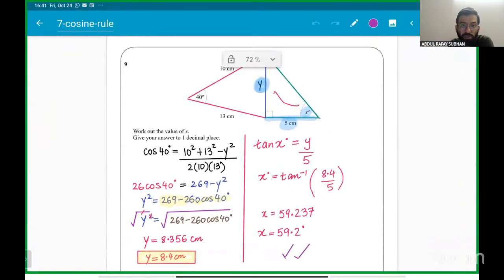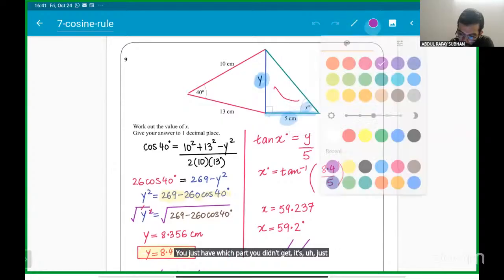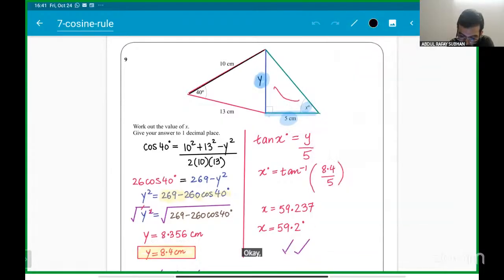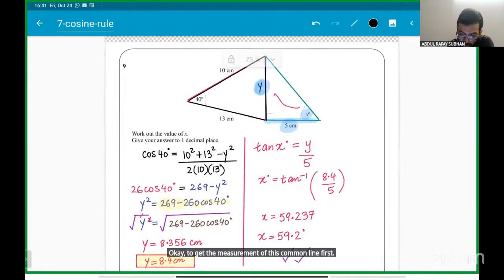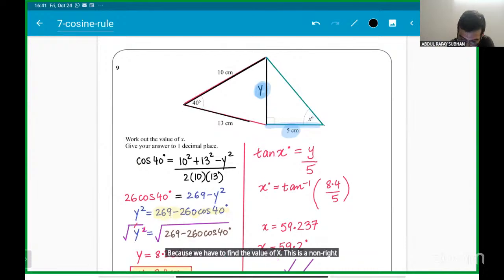Sorry, which part you didn't get? You just have to apply the cosine rule to get the measurement of this common line first. You have to get the common line first because we have to find the value of x. This is a non-right angle triangle. The black one is a non-right angle triangle.